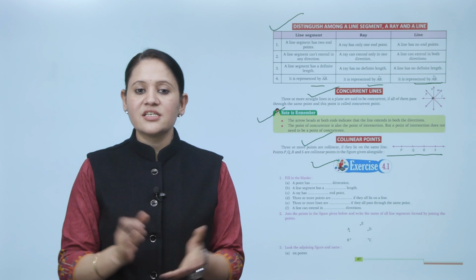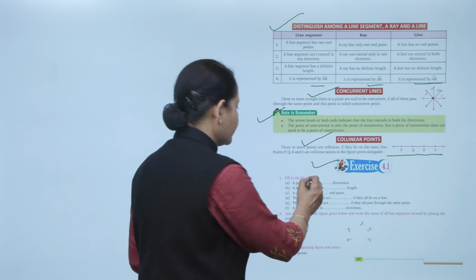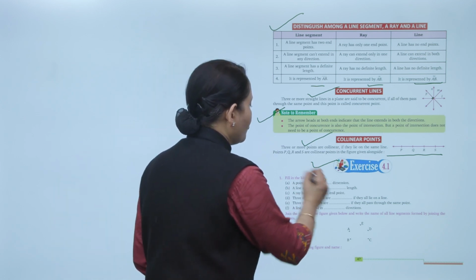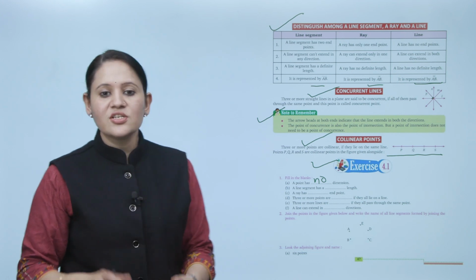Next is exercise 4.1. A point has no dimension. It has no length, no breadth. So it has no dimension. Clear?